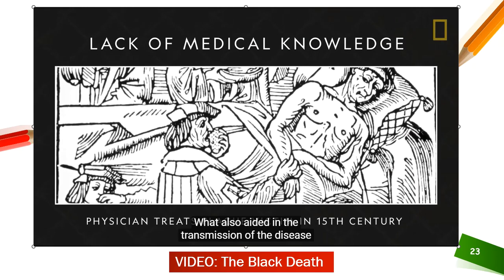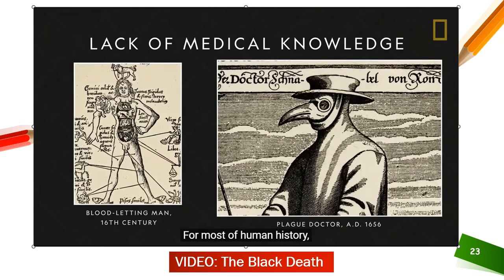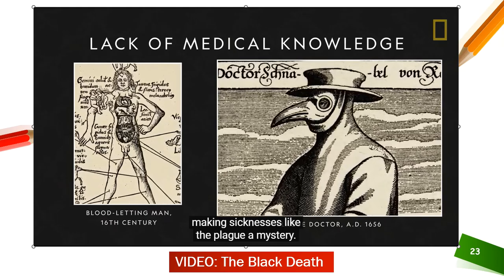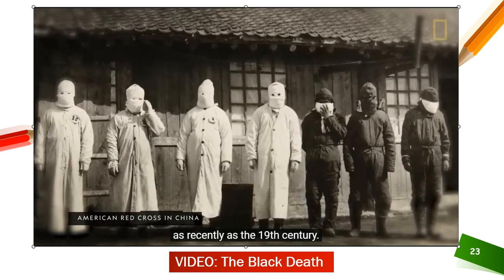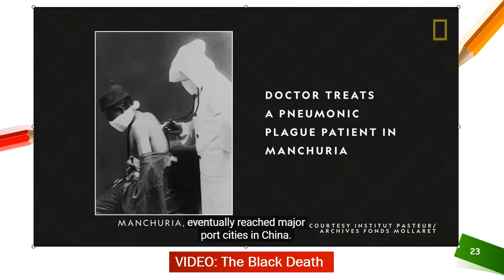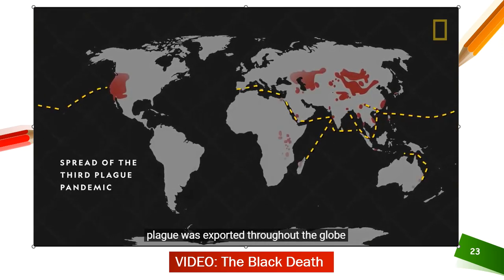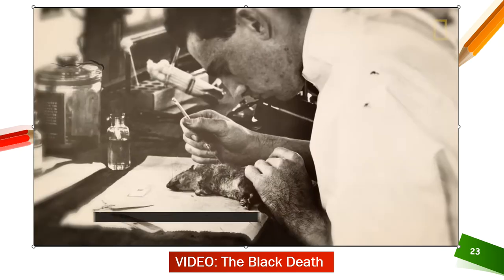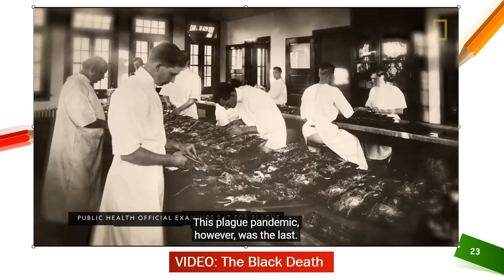What also aided in the transmission of the disease was the lack of medical knowledge. For most of human history, the cause of illnesses, germs, was unknown, making sicknesses like the plague a mystery. This lack of knowledge drove the spread of disease as recently as the 19th century. Outbreaks in northwest India eventually reached major port cities in China. In just over a century, plague was exported throughout the globe and caused outbreaks in every continent except Antarctica, making it the most widespread pandemic in history. This plague pandemic, however, was the last.